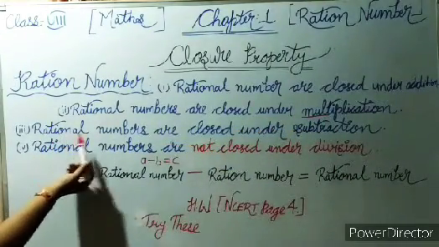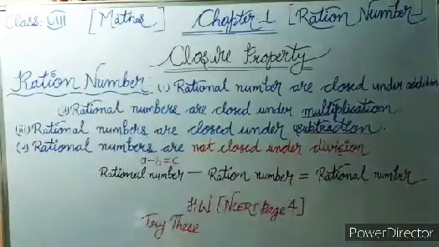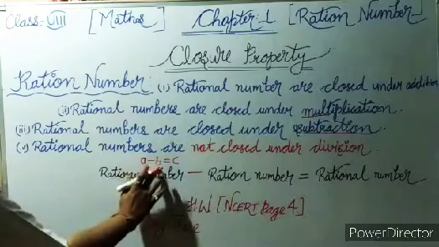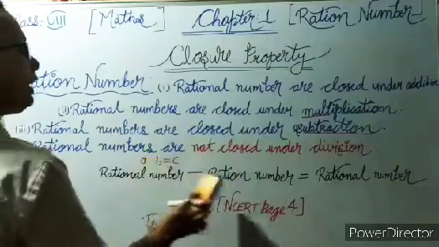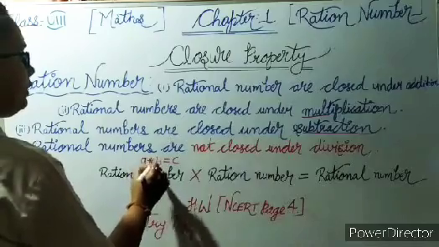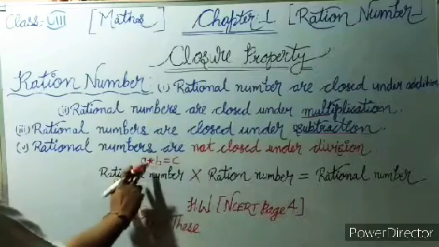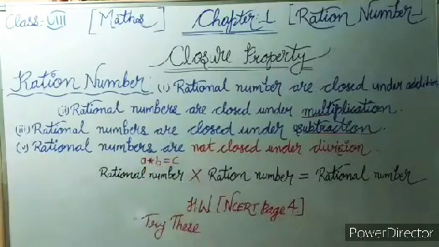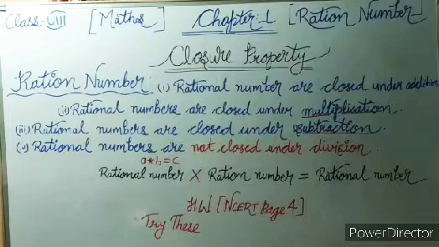Next, rational numbers are closed under multiplication. Closed under multiplication means if we multiply both numbers, we will get a new rational number. For multiplication, we apply the multiply sign. Sometimes we use a star for multiplication, and this is also a multiplication sign. So if we multiply both numbers, we will get a new rational number.